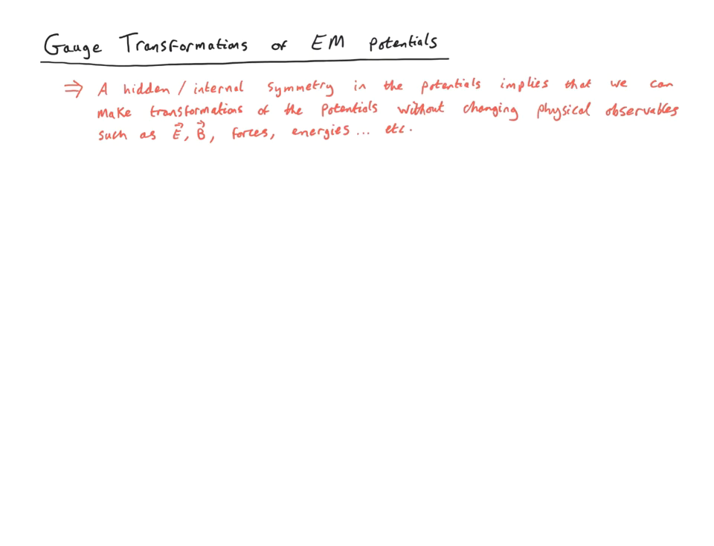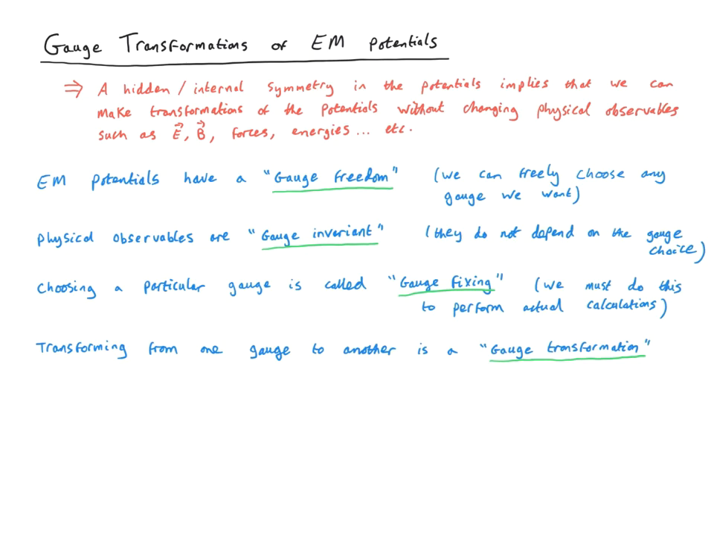And this is called a gauge freedom, and to go from one gauge choice to another gauge choice is called a gauge transformation. So the key point is that these electromagnetic potentials have within them a gauge freedom. What this means is that we can freely choose any gauge that we want. Physical observables, on the other hand, are gauge invariant. They do not depend on our choice of gauge. A corollary of this, of course, is that if something is gauge invariant, then it is observable. Anything that depends on the gauge choice cannot be observable, so the potentials themselves are not observable.